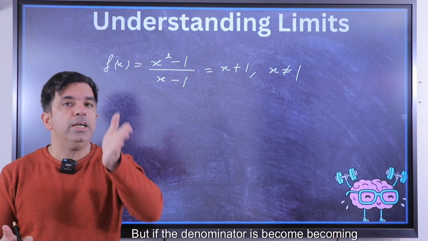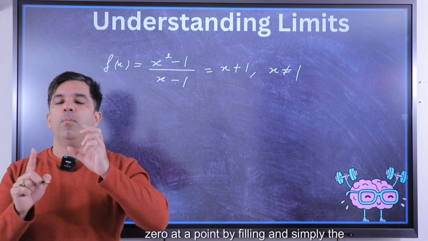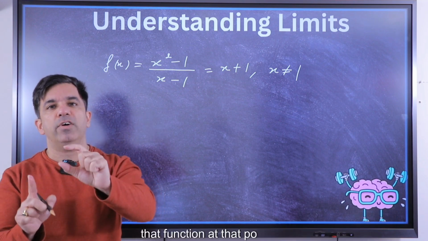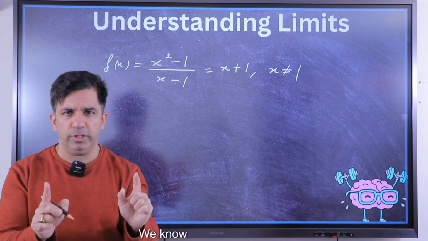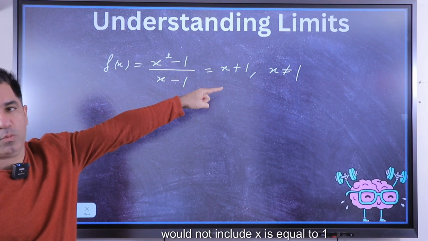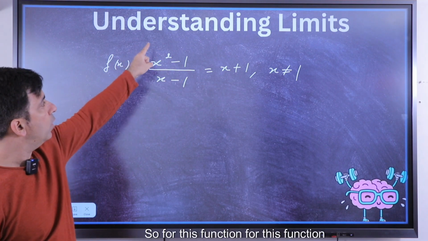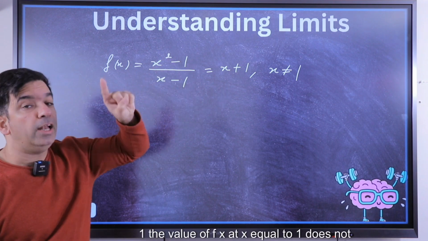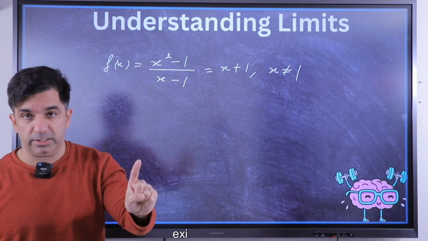But if the denominator is becoming 0 at a point by filling in simply the value of this function, then the value of that function at that point does not exist. We know that the domain of this function would not include x is equal to 1. So for this function, f of 1, the value of f(x) at x is equal to 1, does not exist.